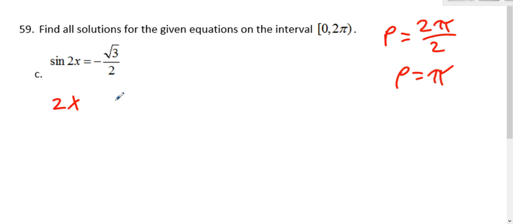Solve for 2x first of all. When does sine equal negative square root of 3 over 2? That would be the pi over 3's, and since it's negative, it's in quadrants. Sine is negative in quadrants 3 and 4. So that's 4 pi over 3 and 5 pi over 3.